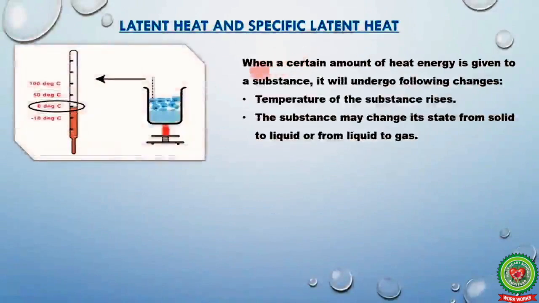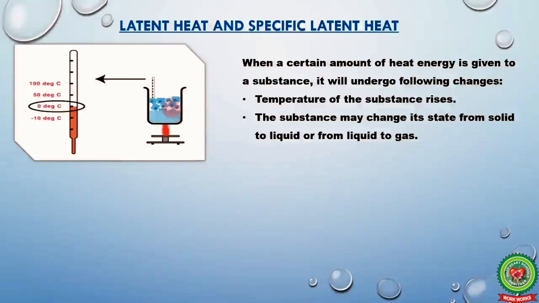Students, if you remember, when a certain amount of heat energy is given to a substance, it will undergo the following changes. Number 1, the temperature of the substance rises. Number 2, the substance may change its state from solid to liquid or from liquid to gas, which is called change of phase. But remember one thing: whenever there is a change in the phase, there will be no change in the temperature, and when there is a change in the temperature, there will be no change in the phase.